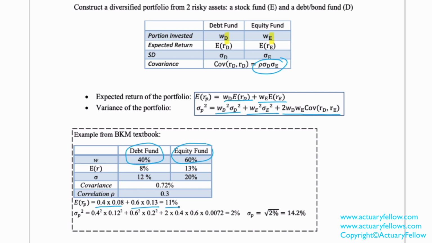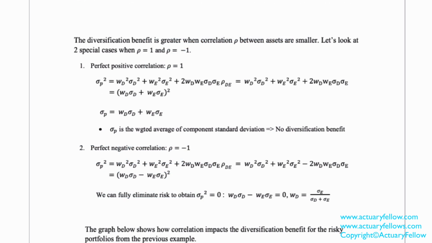Plugging the numbers into the variance formula, the portfolio variance is 2%. Taking the square root, the standard deviation is 14.2%. Now let's take a look at how correlation impact the diversification benefit. The diversification benefit is greater when correlation between assets are smaller.